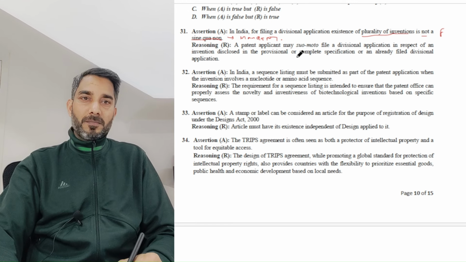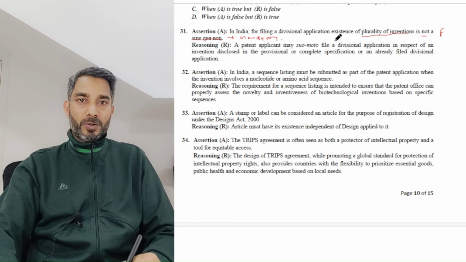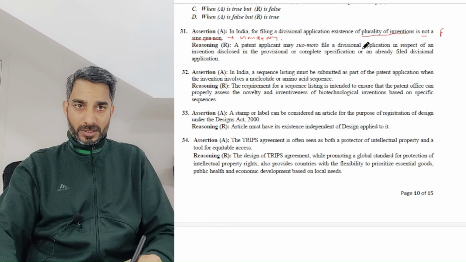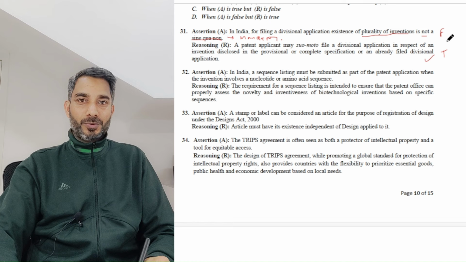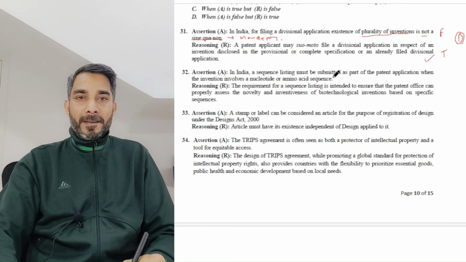A patent applicant may suo moto file a divisional application in respect of an invention disclosed in the provisional or complete specification. This is the new amendment that happened, right? So this is for sure true. So we will put D as the option here.